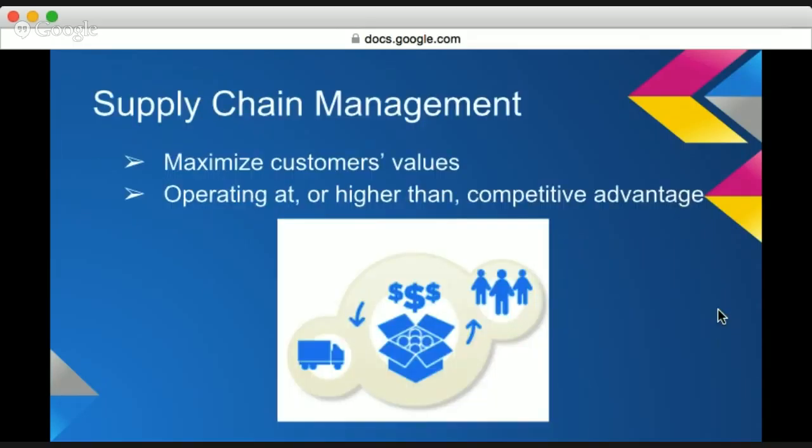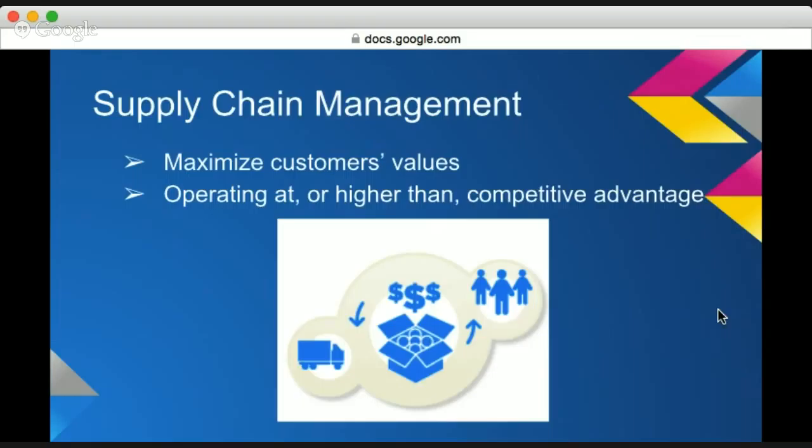Next, I will talk about supply chain management. Supply chain management maximizes customers' values because companies strive to operate at or higher than competitive advantage. This means companies will offer something better than their competitors to consumers. For example, having lower costs or better quality products would be a competitive advantage.